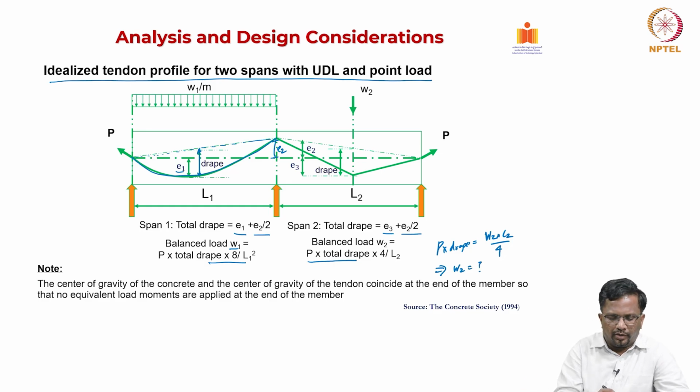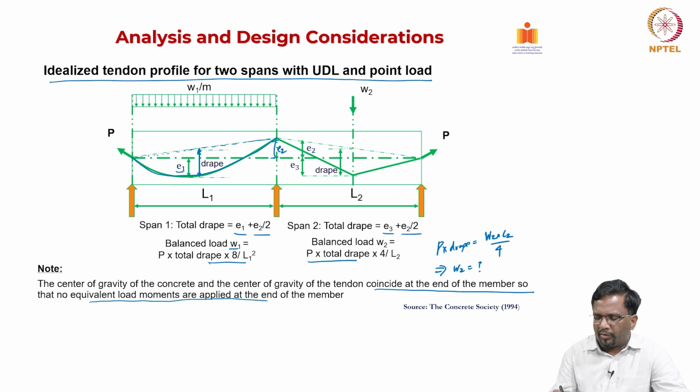Okay. So, here if you see, the center of gravity of the concrete and the center of gravity of the tendon are coinciding at the end of the member. So, there are no equivalent load moments applied at the end of the member, right. This is just how we arrive at the amount of pre-stressing for different spans.